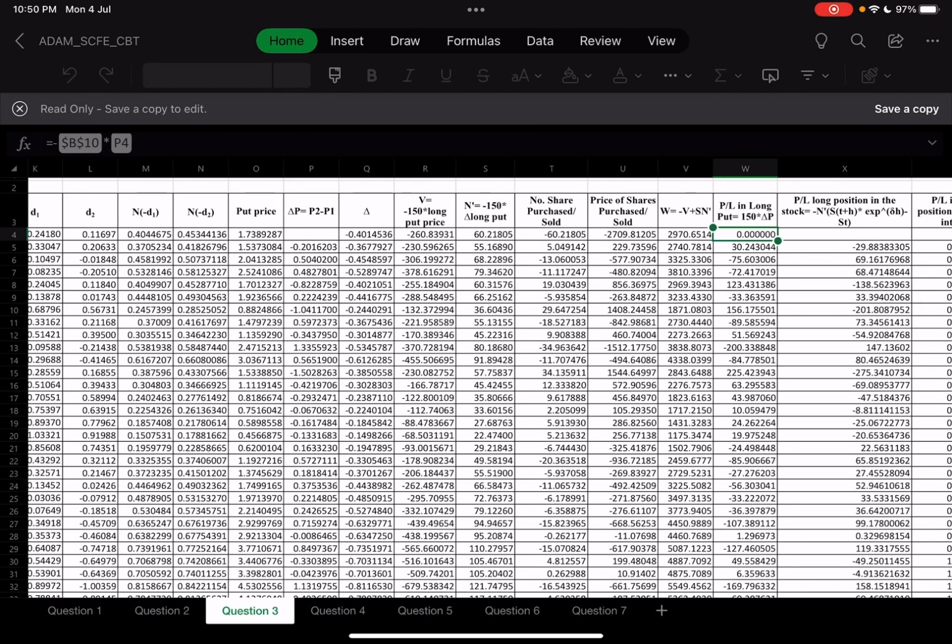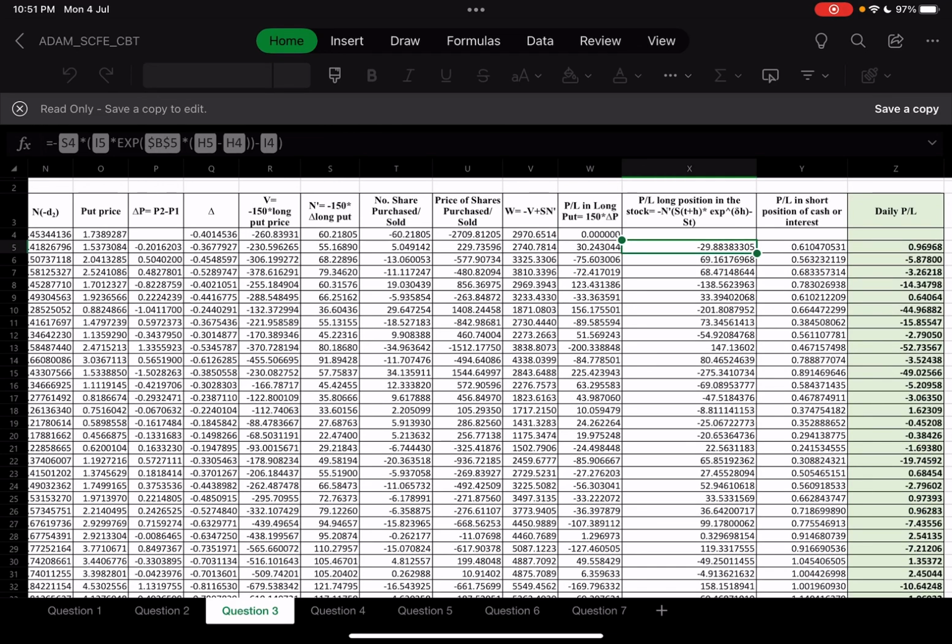And to find the profit or loss in long put, we have stated the formula to calculate it, which is 150 times delta put. So we have the value of delta put, so we just multiply it with the stock price.